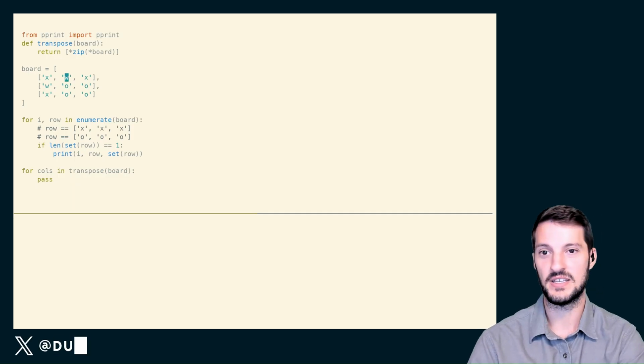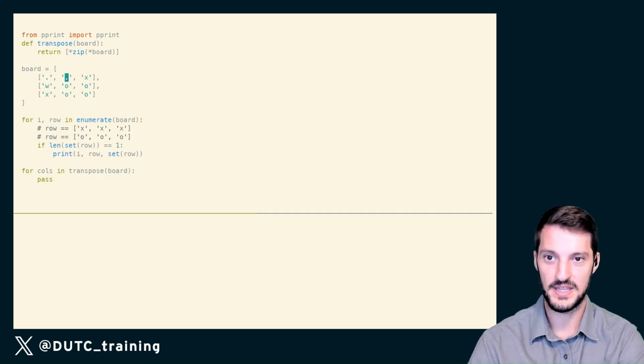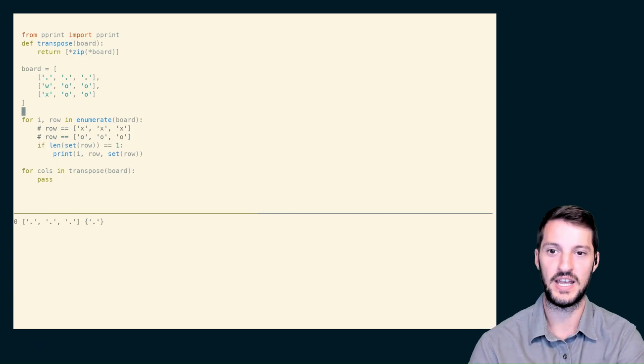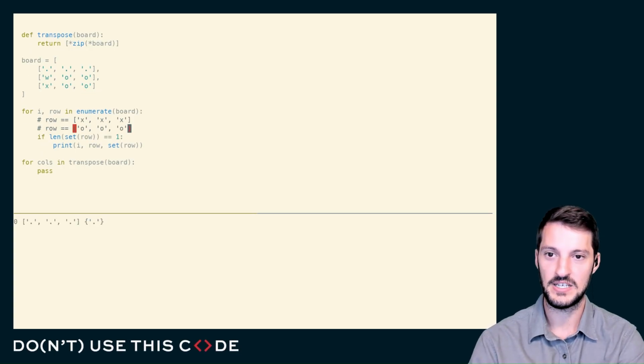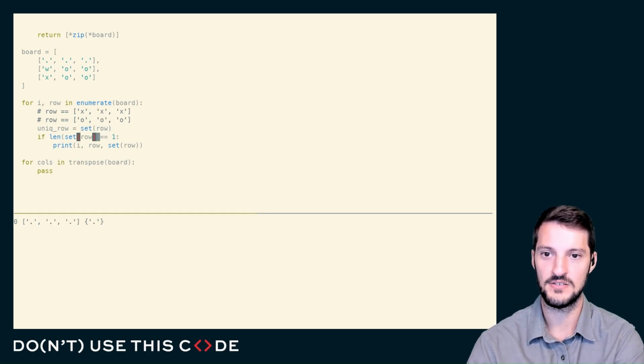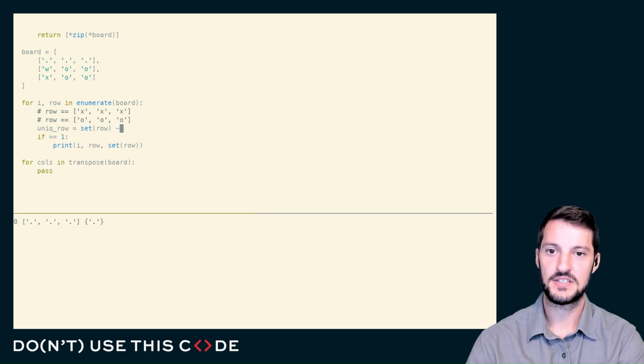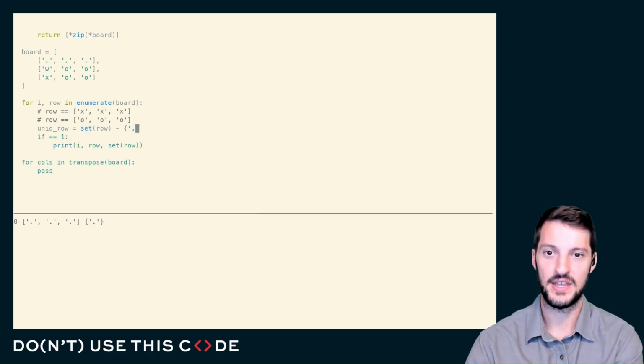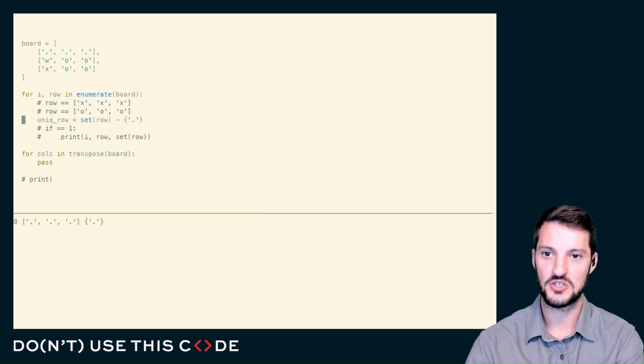So I could do something like this. If I'm nervous that nobody played along the top row and I don't want to actually capture that as a winner, I could say that my unique row, or my set of my row, I'll use this as a variable that I'll access later, is going to be my set, and I'll subtract away that player that I am not interested in, or that null move, where nobody has played. And so I just want to show you what this looks like. And we'll of course print this out.